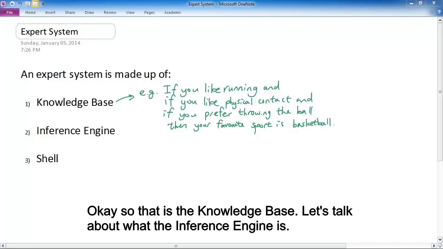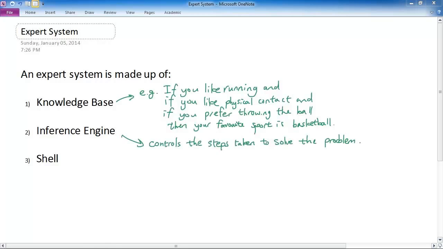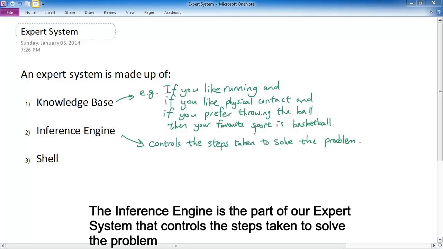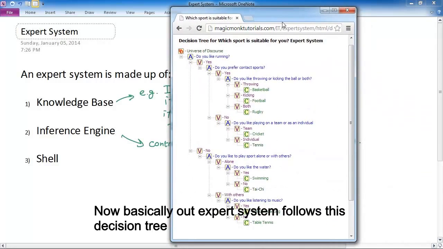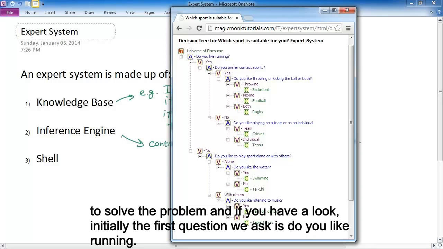Let's talk about what the inference engine is. The inference engine is the part of our expert system that controls the steps taken to solve the problem. So let's have a look at how our expert system solves the problem. Now basically our expert system follows this decision tree to solve the problem. And if you have a look, initially the first question we ask is, do you like running?